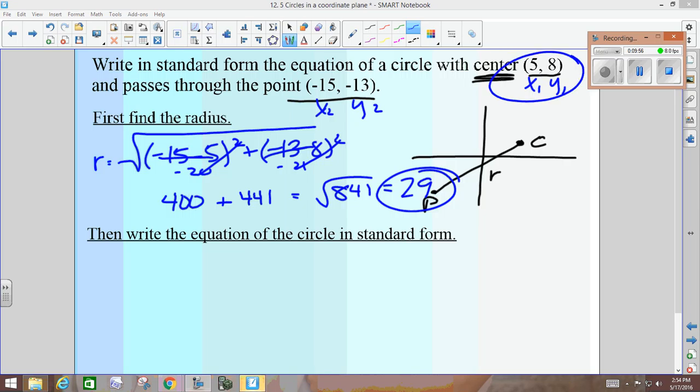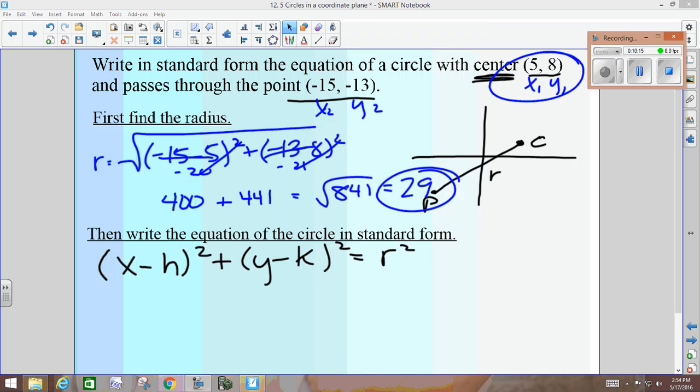And you have the center already, so now you're going to take 5, 8, and 29 and plug them into the equation, because you're not done. You don't have to find just the radius, now you have to plug it in like we did the one above it, where you substitute them into the standard form. X minus h quantity squared plus y minus k quantity squared equals r squared.